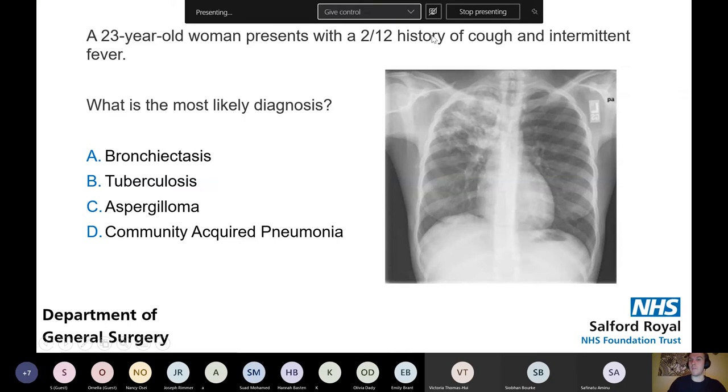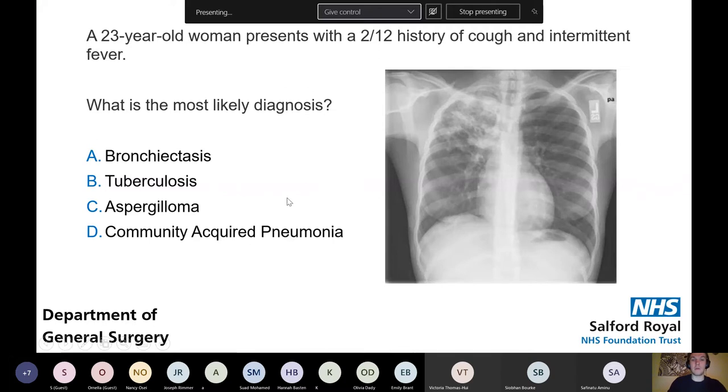TB could definitely fit with that picture. Cough, intermittent fever, so as we said, fever, weight loss, night sweats. That's a kind of fever that comes on and off with TB. Aspergilloma could fit with something like this. It looks different on chest x-ray. So some of you may have picked up, so these findings here, you may have thought that that might be an aspergilloma, but it looks slightly different on chest x-ray. I don't have a photo actually of an aspergilloma in this presentation. You may want to do just a quick Google to see what an aspergilloma looks like on chest x-ray.